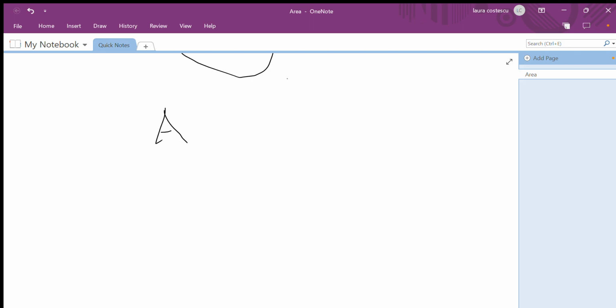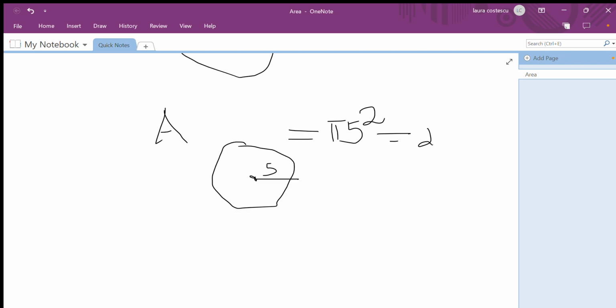Right, so for the sake of practice, let's find out the area of this circle. Not a perfect circle, I know, but what can I do? Okay, so let's say the radius is equal to 5 centimeters. And how much will the area be? Well, this will be equal to pi times 5 squared, which equals 25 pi.